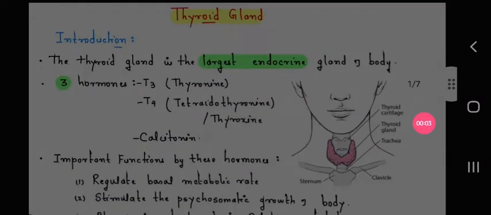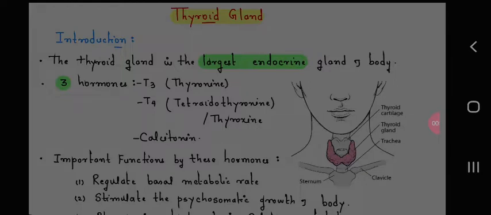So hey friends, today we are going to revise the thyroid gland. The thyroid gland is the largest endocrine gland of the body. Three hormones produced by it are T3 (triiodothyronine), T4 (thyroxine), and calcitonin.